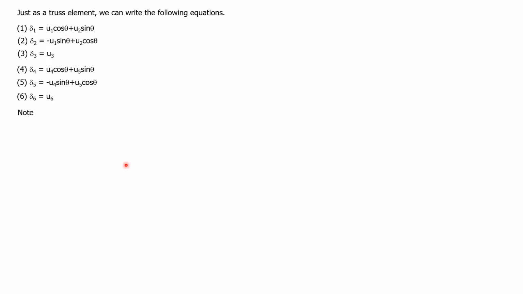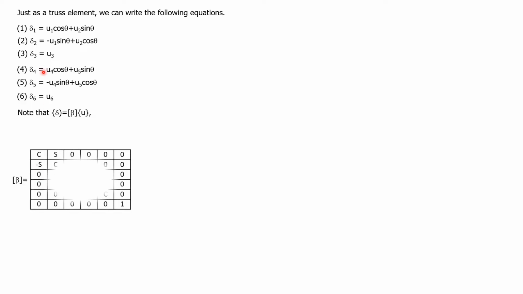So writing this in matrix form, and remember that delta is equal to beta times u. So beta is equal to, we have for row 1, C, column 2, S, then 0, 0, 0, 0, because there is no u3 here, u4, u5, u6, everything is 0. Then for delta 2, we have negative S, u1 sine theta, so negative S, cosine, then 0, everything is 0.